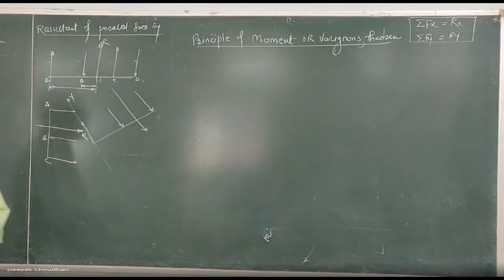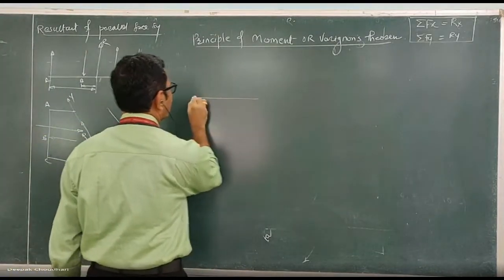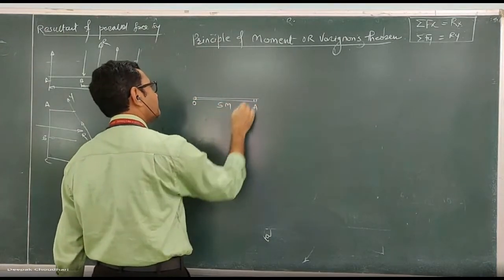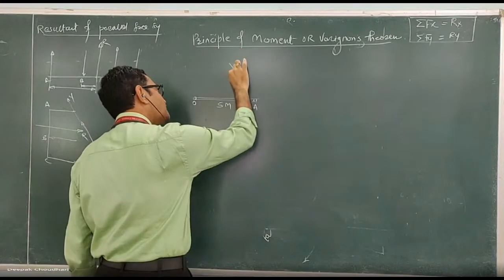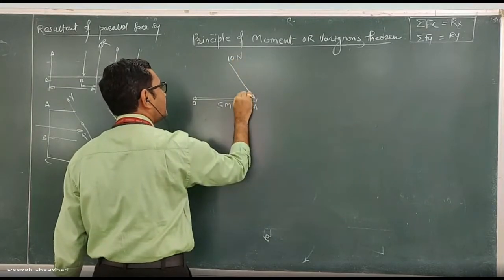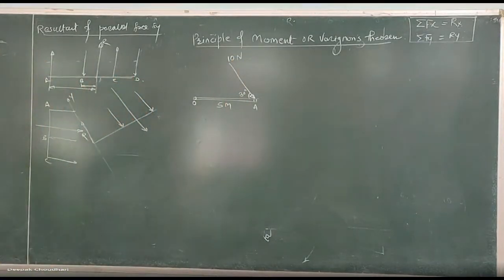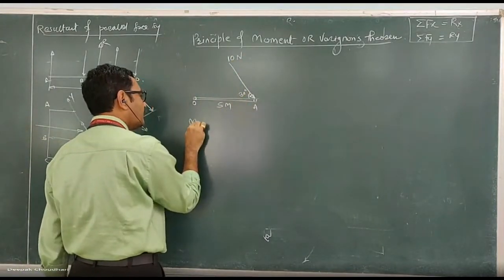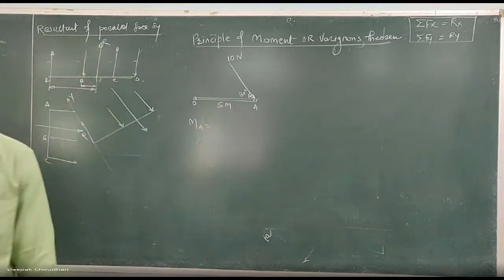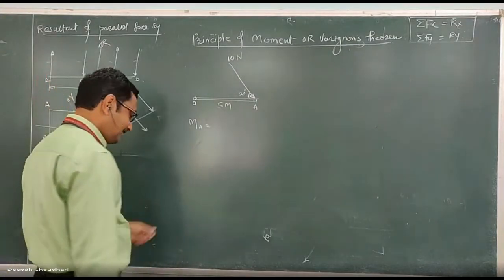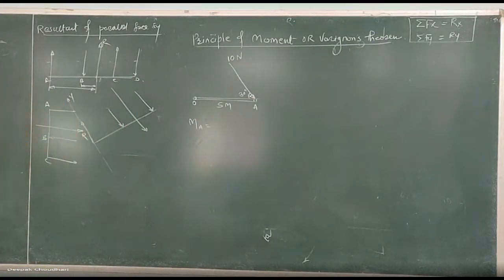Let's consider, suppose, this is one body. Let this point be O and this point be A, and let this OA distance be 5 meters. And one force is acting here. Let this force be 10 Newton, inclined at an angle of 30 degrees with the horizontal. Can you tell me what will be the moment of this 10 Newton force about A? 25. How have you calculated? 25.